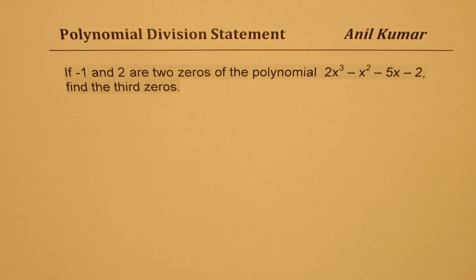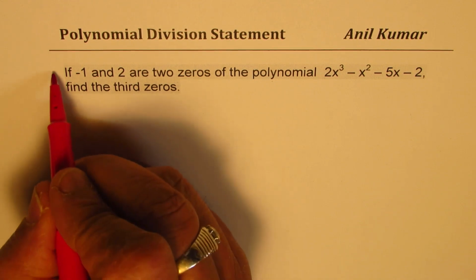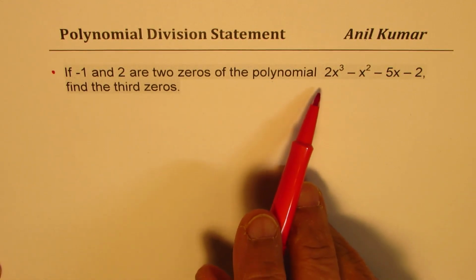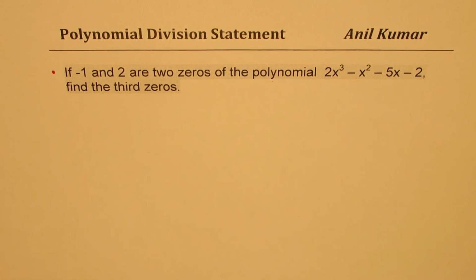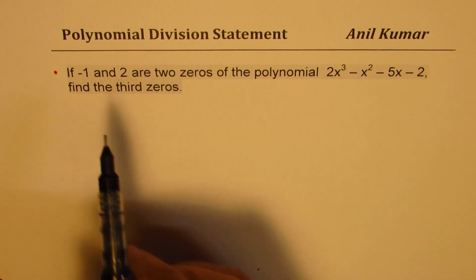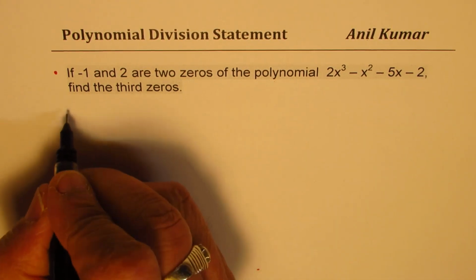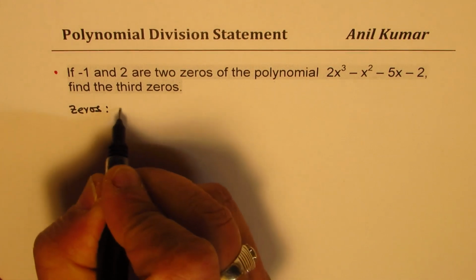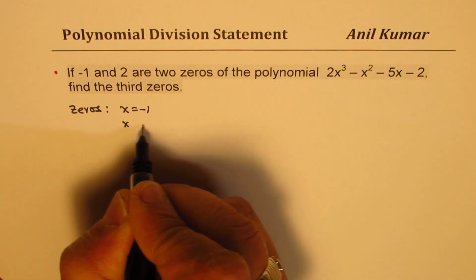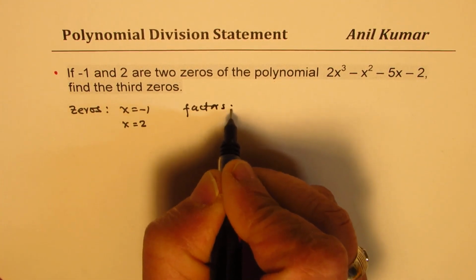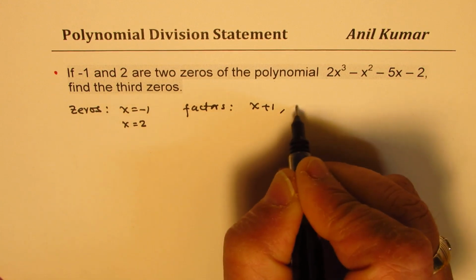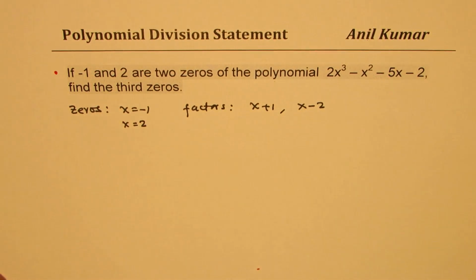It says, if minus 1 and 2 are two zeros of the polynomial 2x cubed minus x squared minus 5x minus 2, find the third zero, right? You can actually pause the video, answer this question, and then look into my suggestions. Now what we are given here is that two zeros are, so we have zeros at x equals to minus 1 and x equals to 2, right? That means the factors are x plus 1 and x minus 2. So these are the factors, correct?